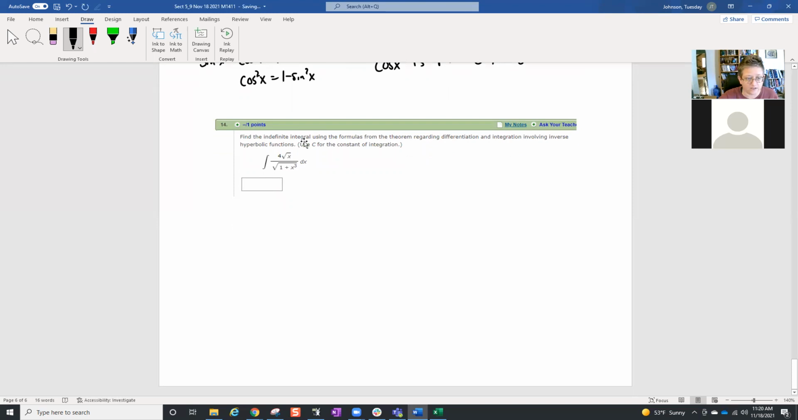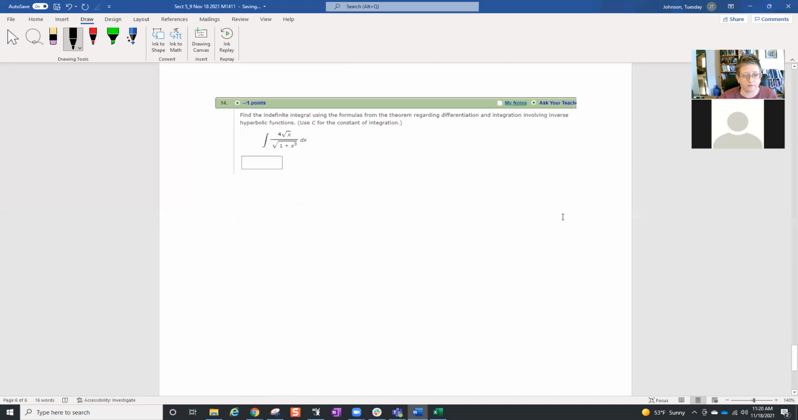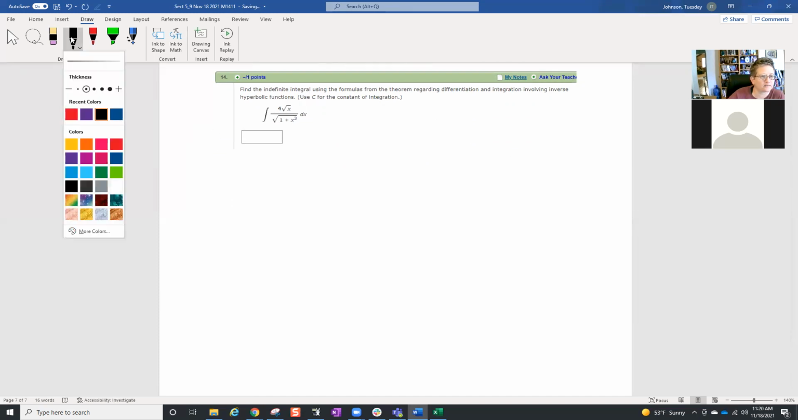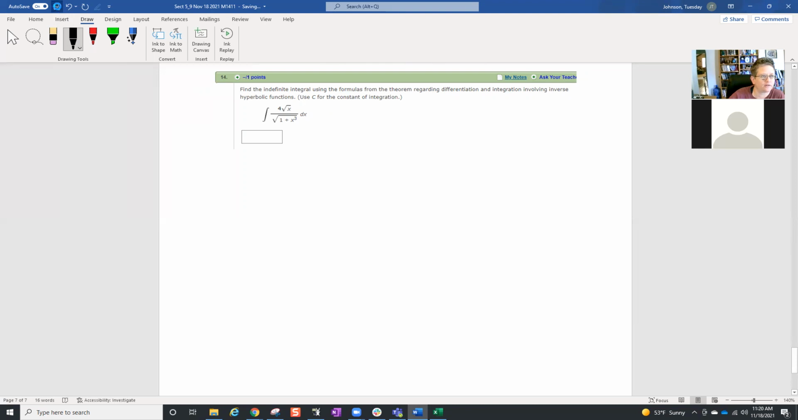Let's just do what we know we need to do and put that on another sheet. Okay. Find the indefinite integral using the formulas from the theorem regarding differentiation and integration involving inverse hyperbolic functions. And I'm going to start with a hint because I needed it. And our hint is this.